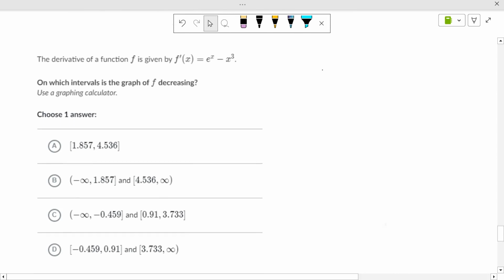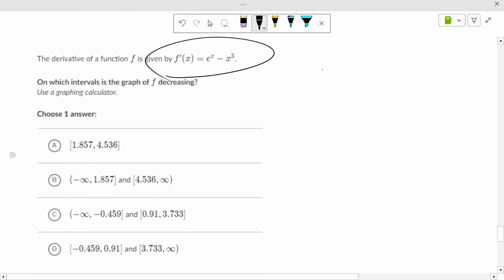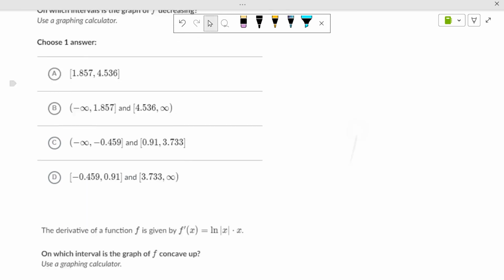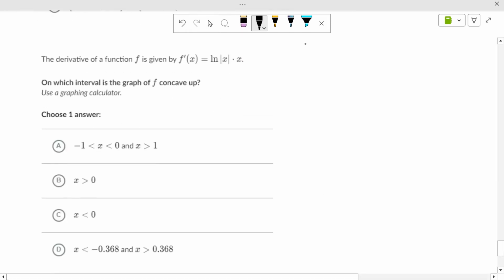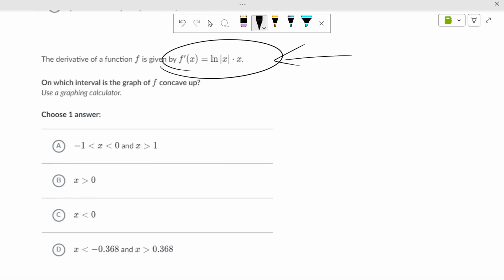Okay, there's a couple more. This one, where is it decreasing? We need to see where this is negative. And on this one, where is it concave up? What we have to do to this one is take another derivative of this and then graph it and figure out where it's positive, so it's concave up.